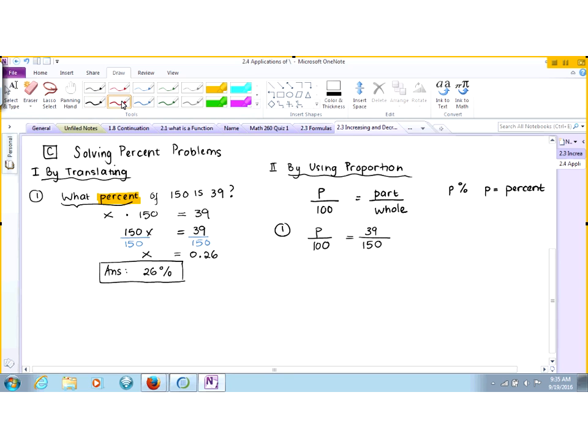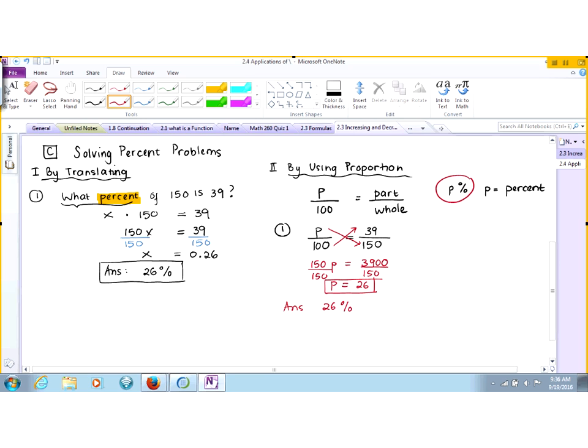Okay. So this is writing using proportion. So when we use proportion, what do we do? We cross multiply. Yes. So same thing here. 150p is 3900. Okay. Then divide both sides by 150. So P is 26. So how many percent? 26%.